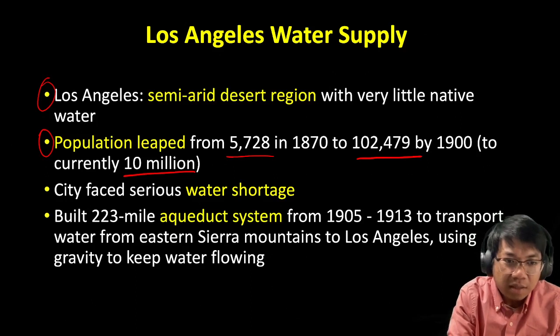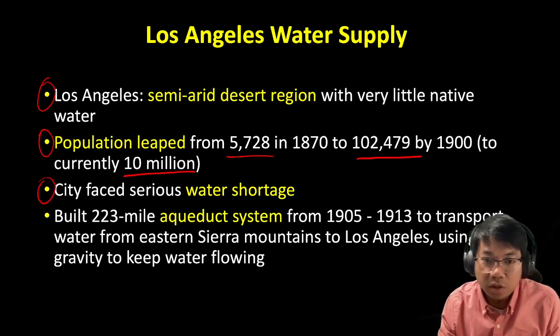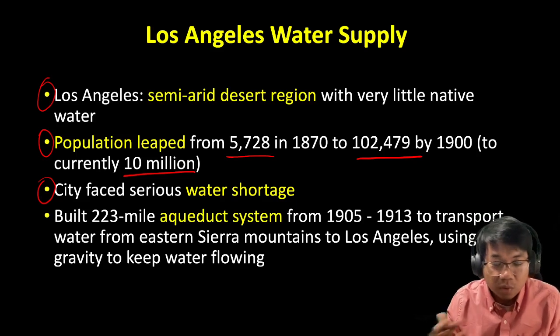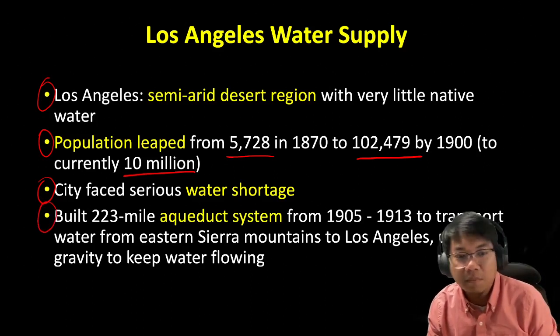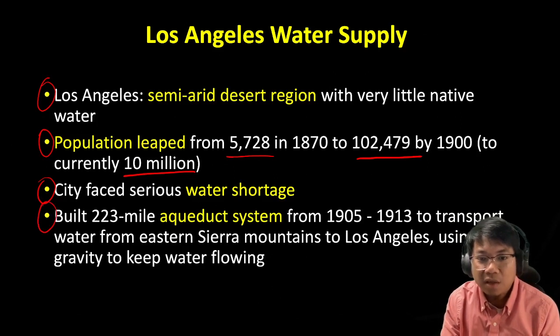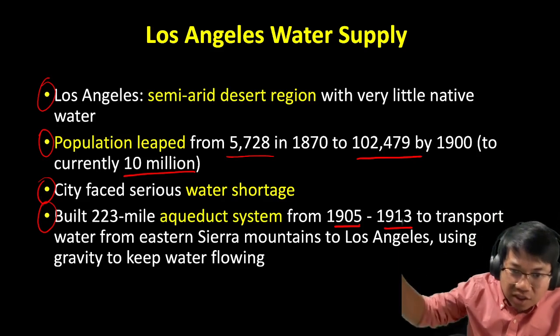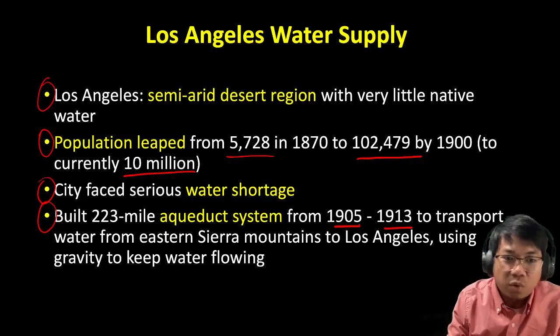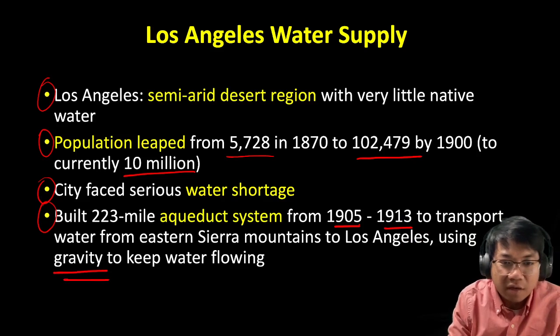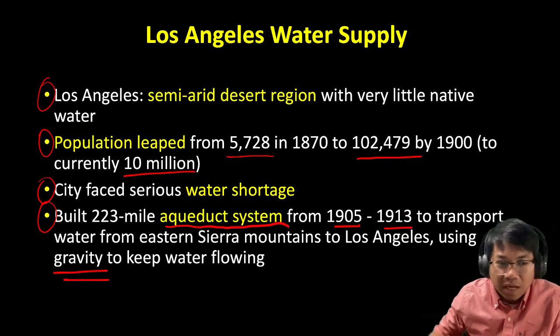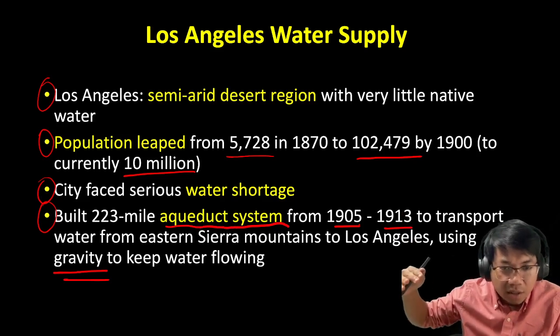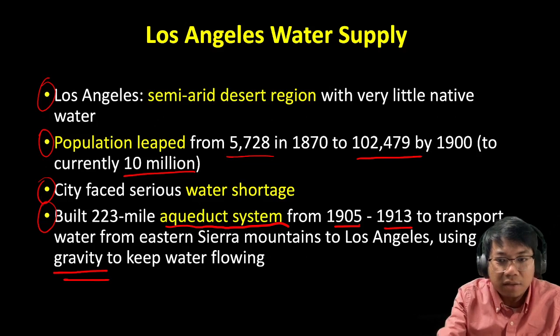Okay, so the city faces a very serious water shortage, and this is something that we hear in the news very often, especially during the summer, right? So therefore they decided to build a 200-plus mile aqueduct system from 1905 to 1913 to transport water from the eastern Sierra Mountains to Los Angeles using gravity. Okay, so it uses gravity. This aqueduct system simply allows the water to flow from the higher elevation to lower elevation in Los Angeles.